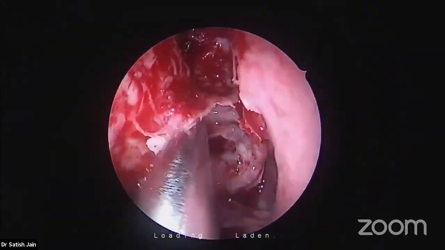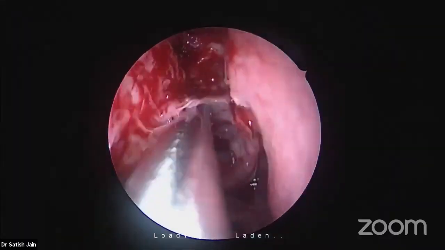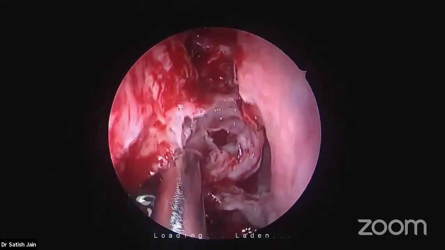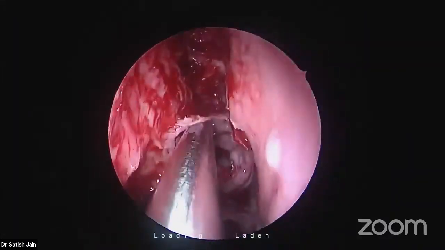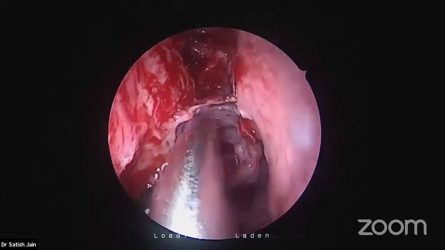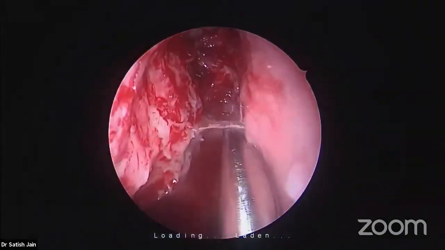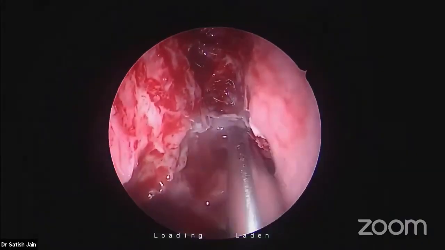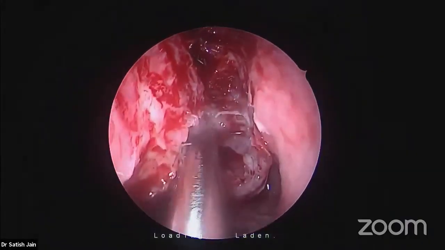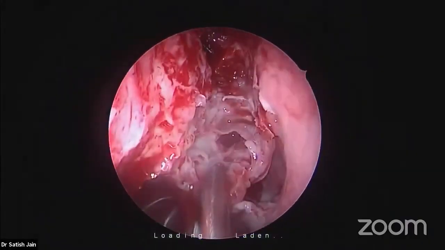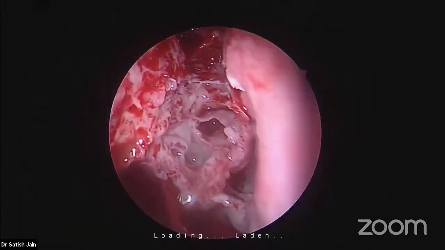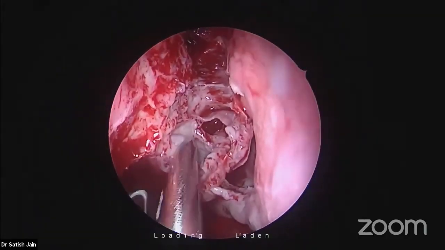What about Onodi cells here? Whether an Onodi cell is there or not, if during this step I don't cross the sphenoid ostium, I will not damage anything. Simple. See this simplified now? Everything I am removing.